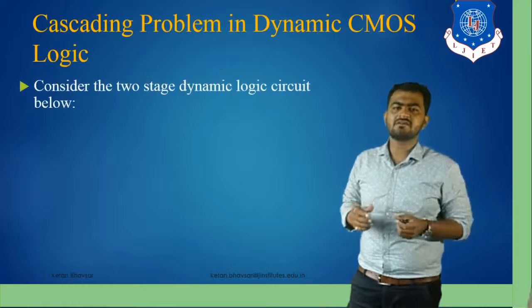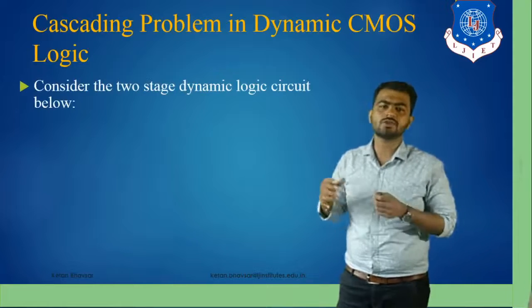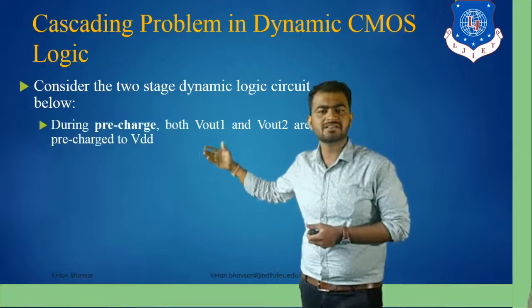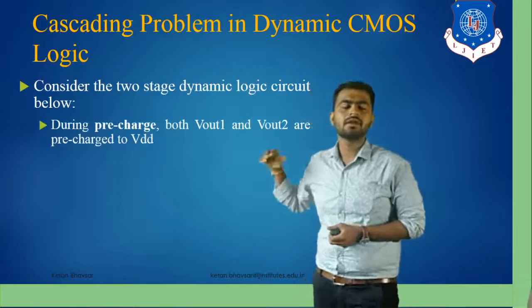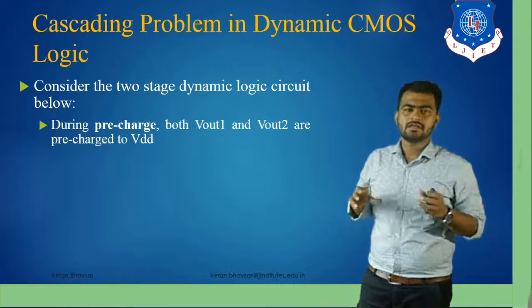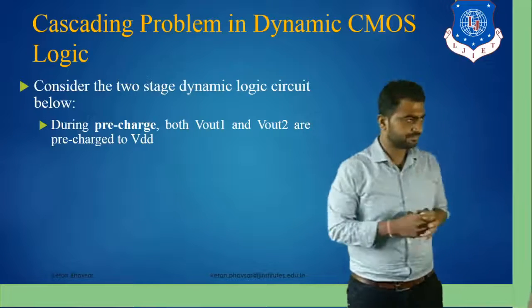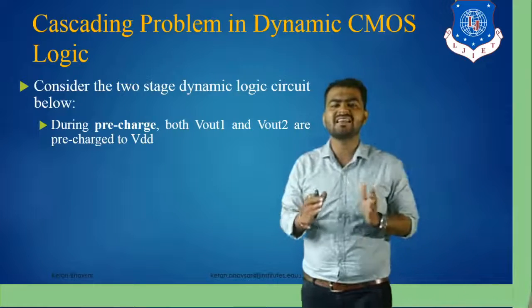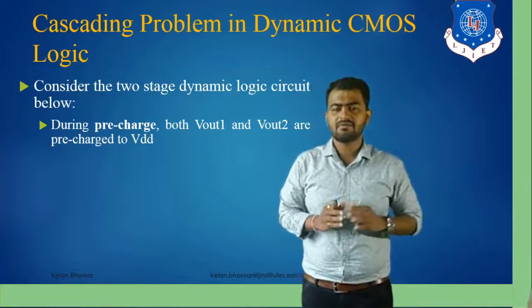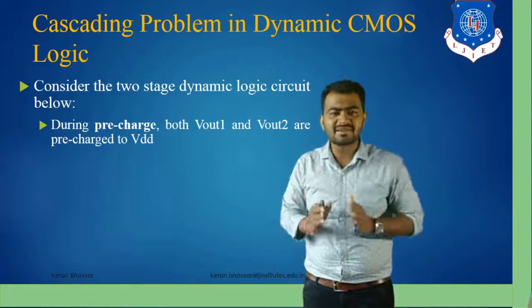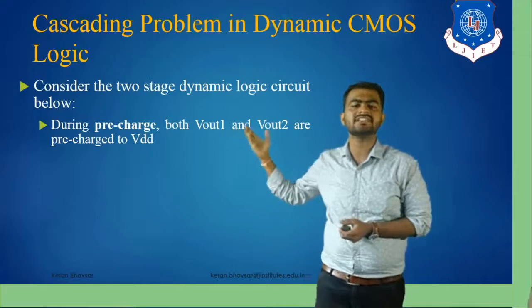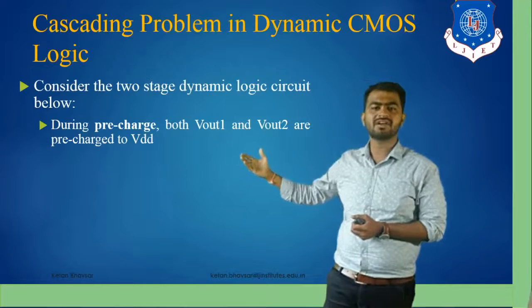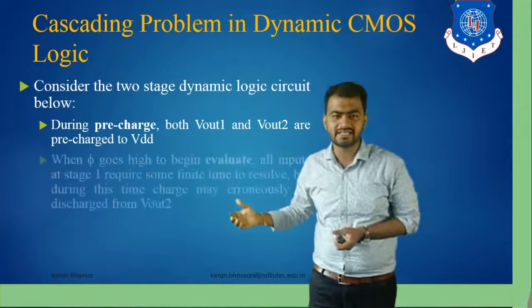So, the cascading problem in dynamic CMOS logic. When we're talking about the cascading problem in dynamic CMOS logic circuits, consider a two-stage dynamic logic circuit. During the pre-charge, both Vout1 and Vout2 are pre-charged to VDD.